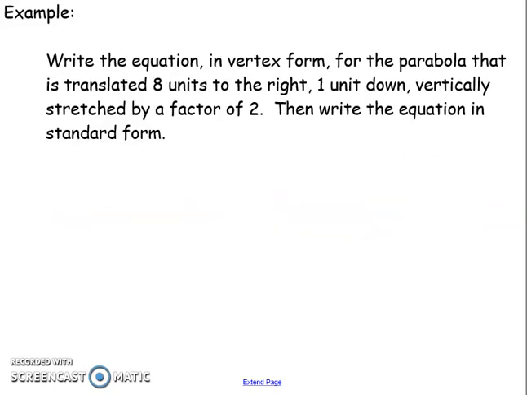Okay, so then we want to write the equation in vertex form for the parabola that is translated 8 units to the right, 1 unit down, vertically stretched by a factor of 2, and then we want to write it in standard form. So we're starting with this function, f of x, and we can start it as kind of like a little skeleton here, because we know that we have to have an x in the parentheses, and it has to be squared, but what's in front of the parenthesis we don't know, what's inside with the x we don't know, and what's outside we don't know. So we kind of write this little skeleton.